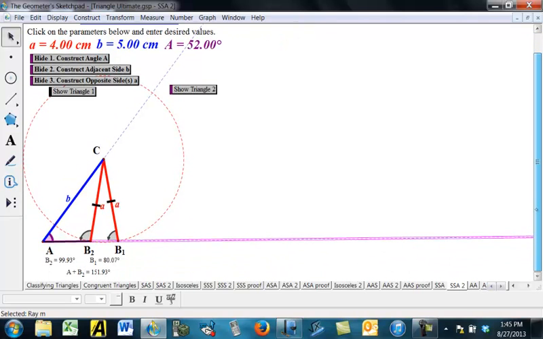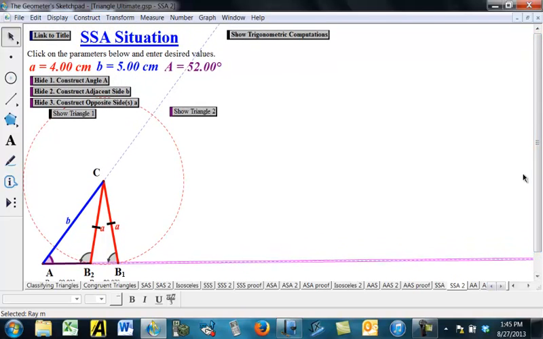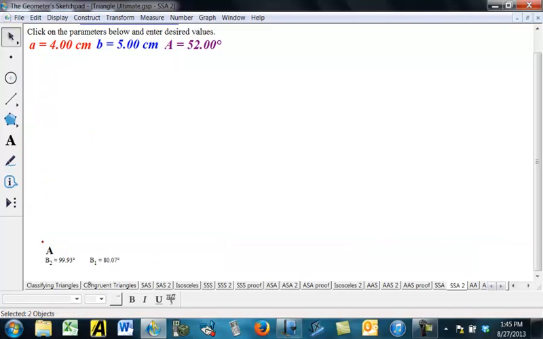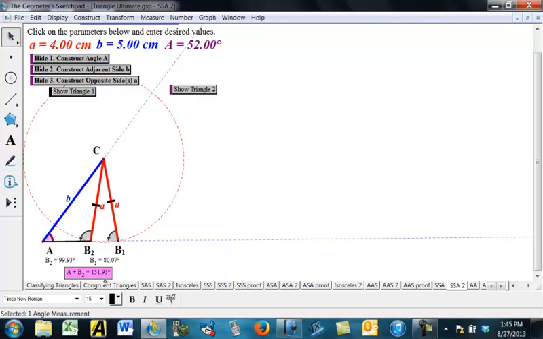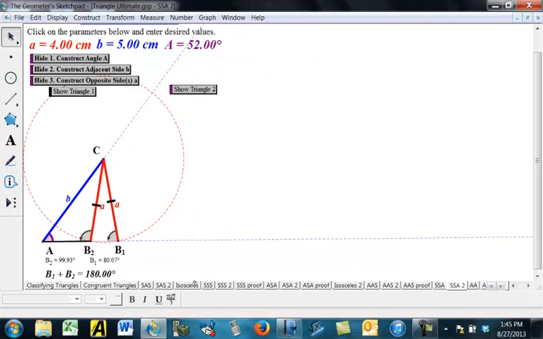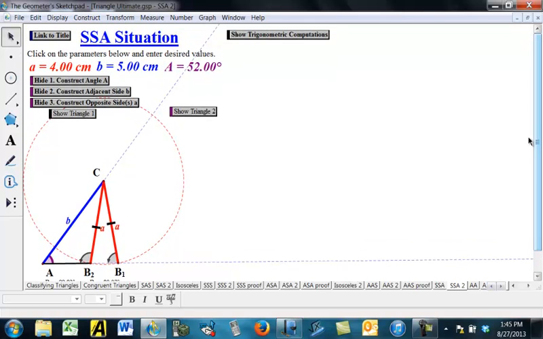Okay, and we get actually two different possibilities for the angle at B, and notice those two different possibilities are supplementary. They are supplementary, so if we add those together, let's see if we can calculate that. B1 plus B2, you always get 180 degrees if there are two possibilities.